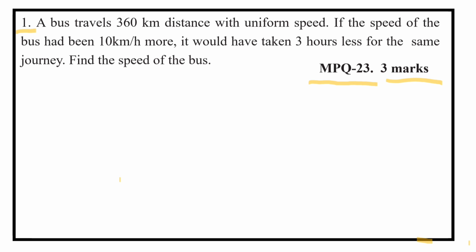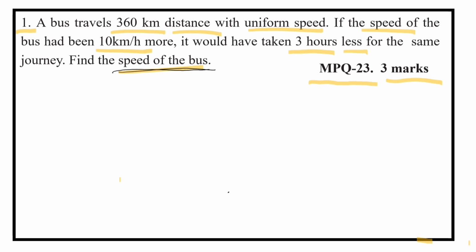The question is, a bus travels 360 km distance with a uniform speed. If the speed of the bus had been 10 km per hour more, it would have taken 3 hours less for the same journey. Find the speed of the bus. The question involves distance, time and speed. Here they have asked us to find the speed of the bus.